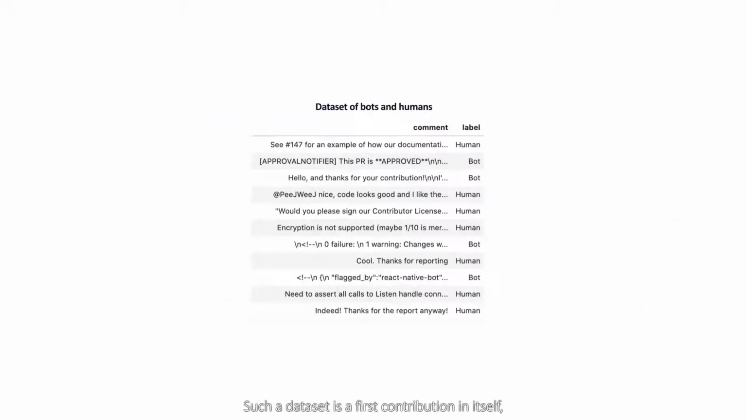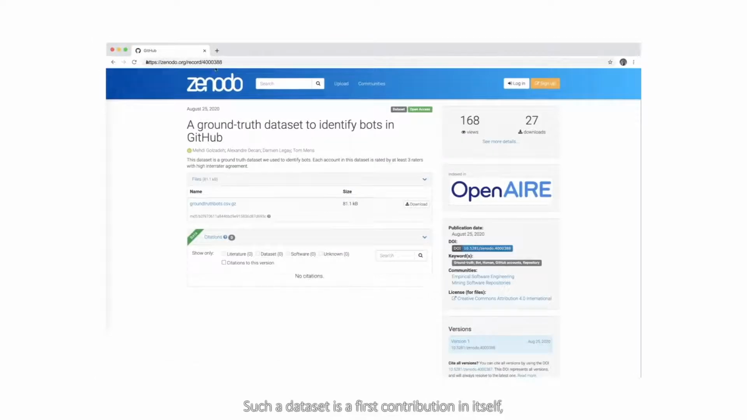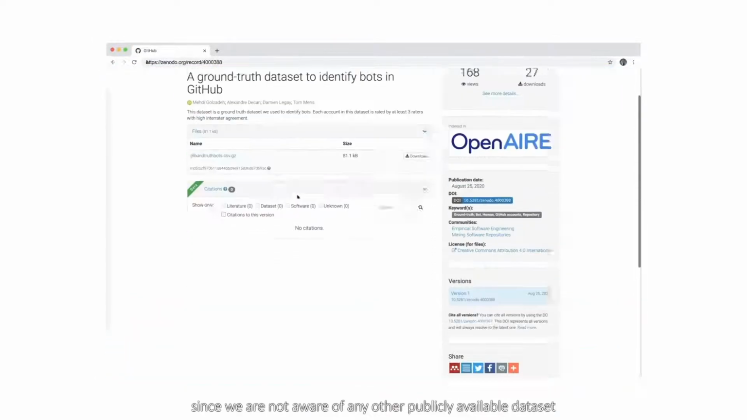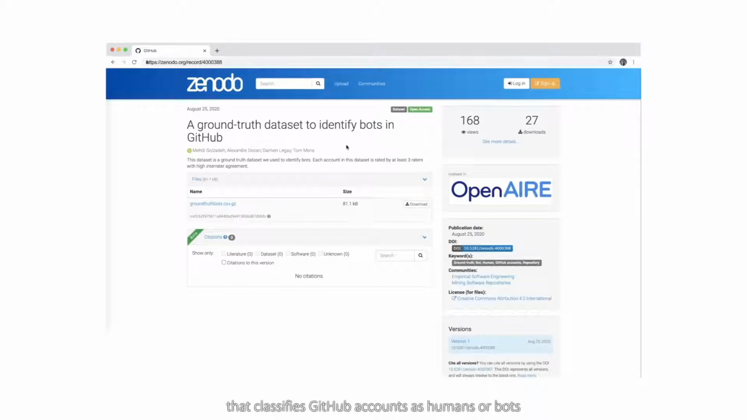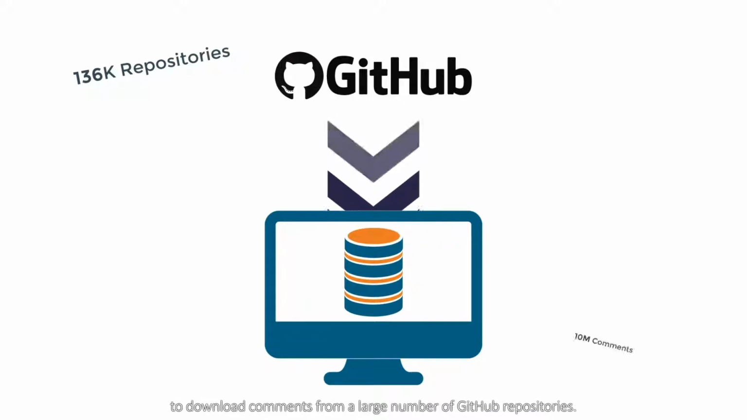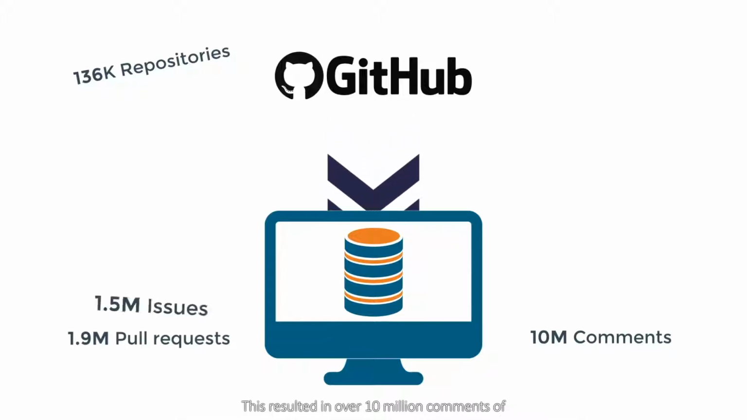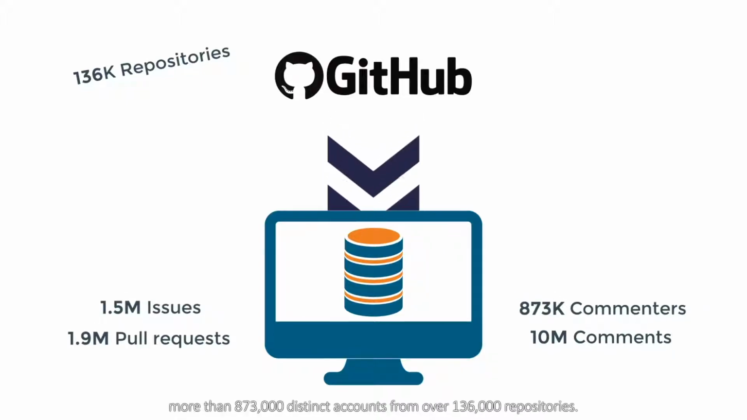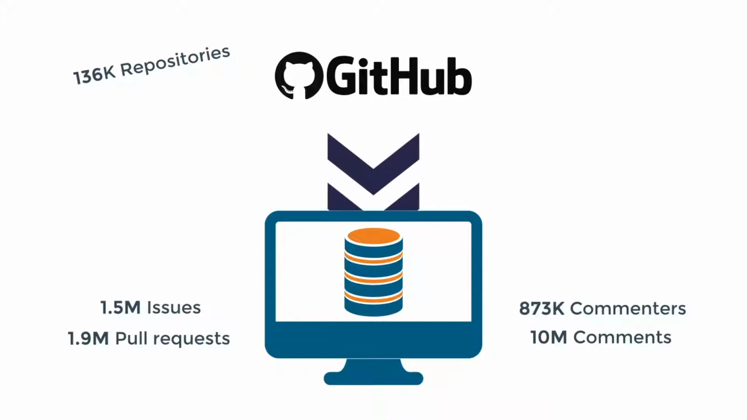Such a dataset is a first contribution in itself, since we are not aware of any other publicly available dataset that classifies GitHub accounts as humans or bots on the basis of their commenting activity. To create this ground truth dataset, we used the GitHub API to download comments from a large number of GitHub repositories. This resulted in over 10 million comments of more than 873,000 distinct accounts from over 136,000 repositories.